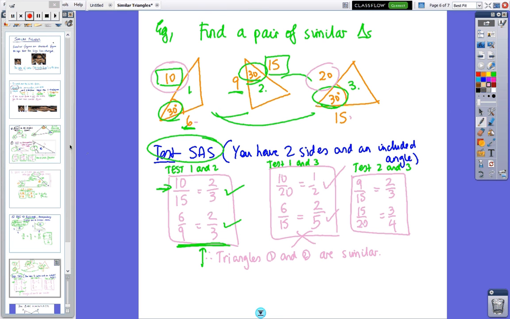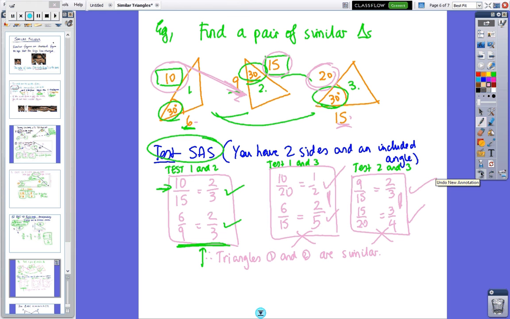And then testing 2 and 3, we're going to put 15 with 20, which is 3/4, and then 9 goes with 15, which is 2/3. Those fractions are not the same. Okay, so the triangles 1 and 2 are the similar triangles. Okay, copy that and come across when you're ready.